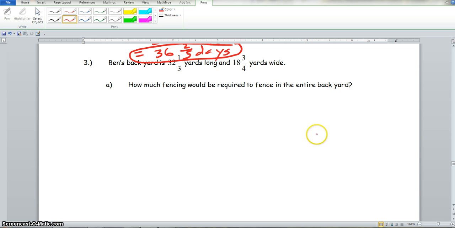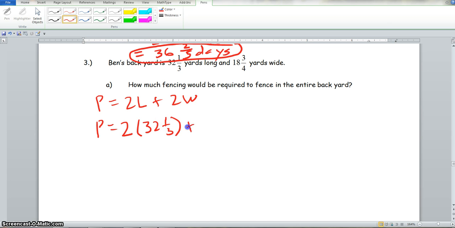Now, fencing deals with the outside, and we know perimeter means the distance around. So we will have to do the perimeter. The perimeter is equal to 2 lengths plus 2 widths. So now we have the perimeter is 2 times 32 1/3 plus 2 times 18 3/4.